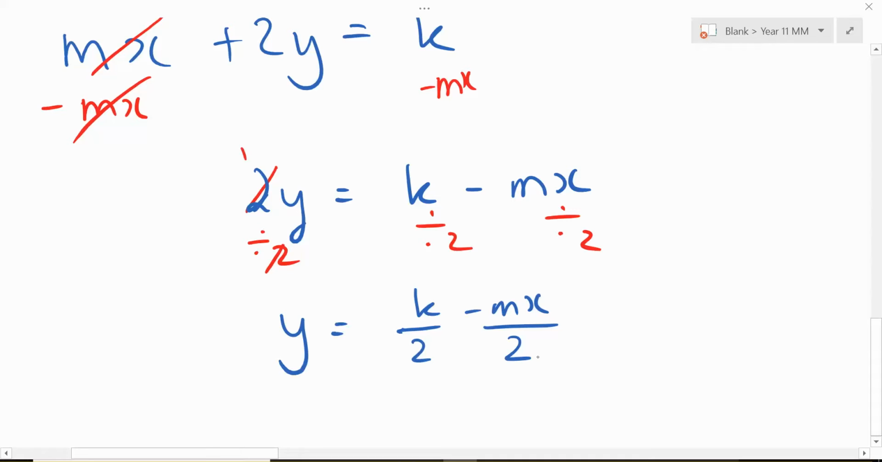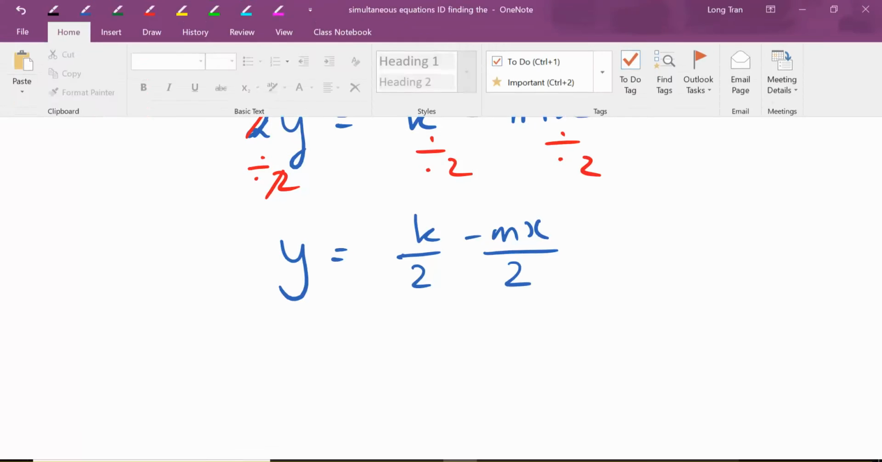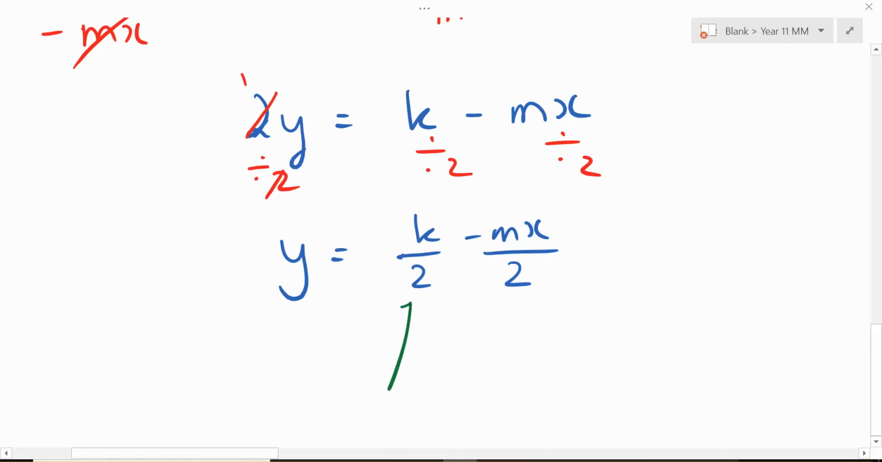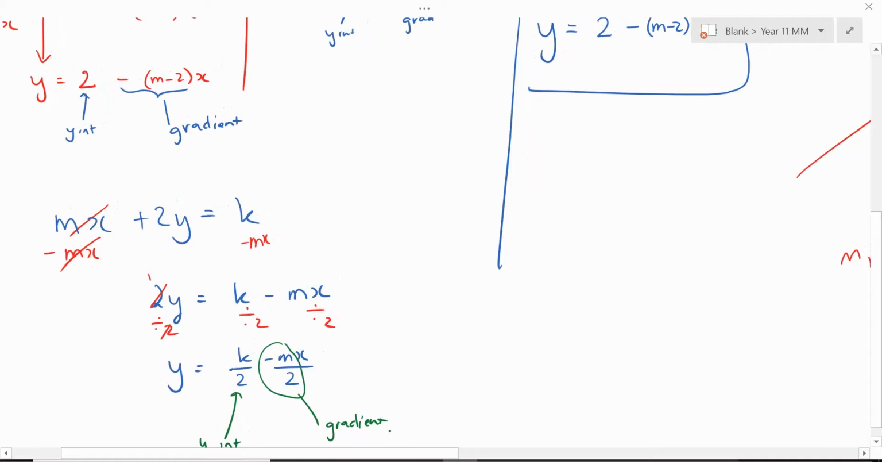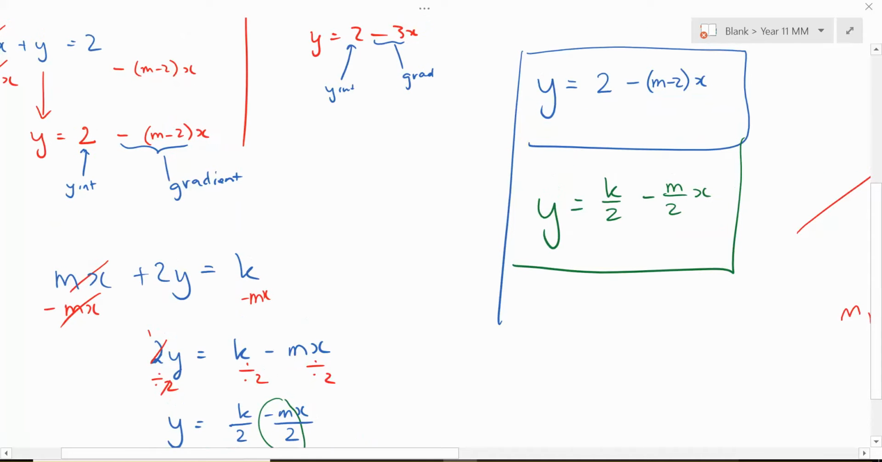So what that tells me is the gradient is negative m on 2. Y-intercept is k on 2. Yeah, so I'm going to write it underneath. Y-intercept. Gradient. Okay? So if I put it all together, these are your two equations. You now have y equals k over 2 minus m over 2 x. Okay, now we can answer the questions.